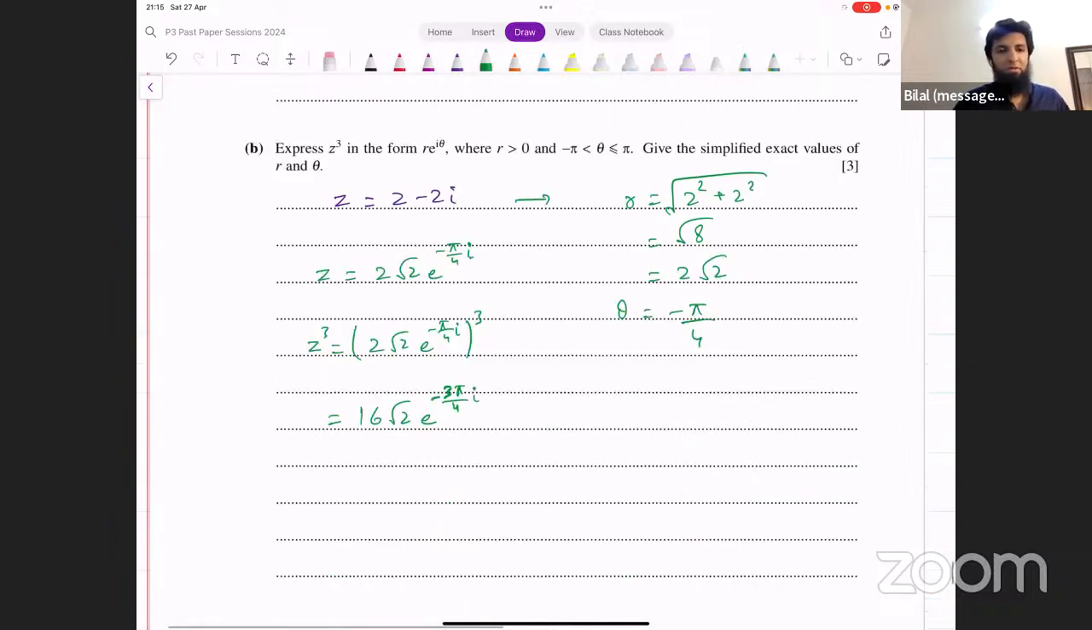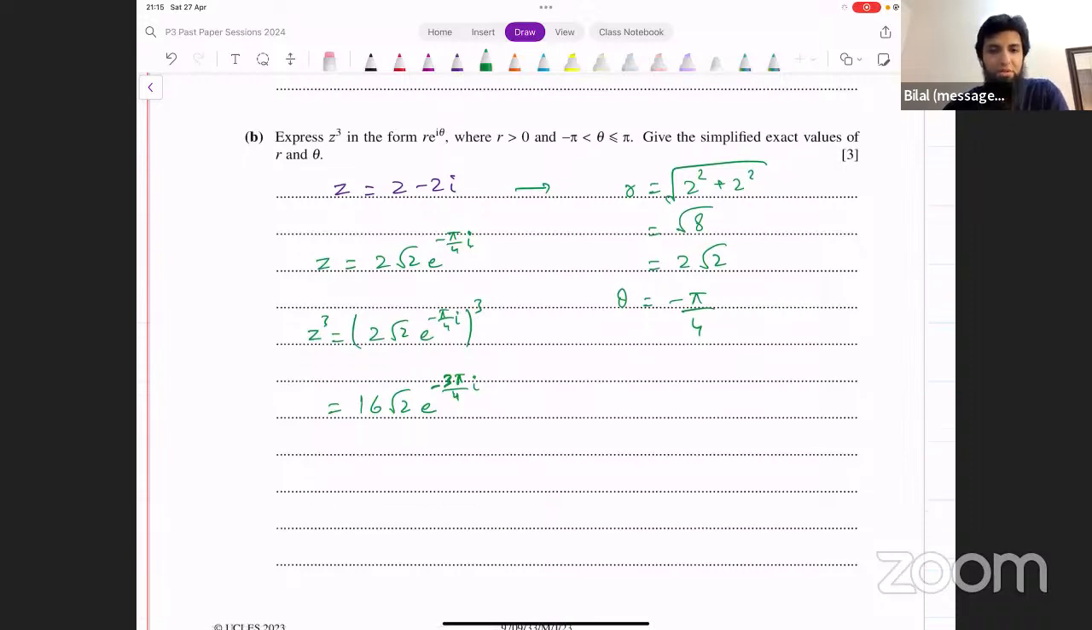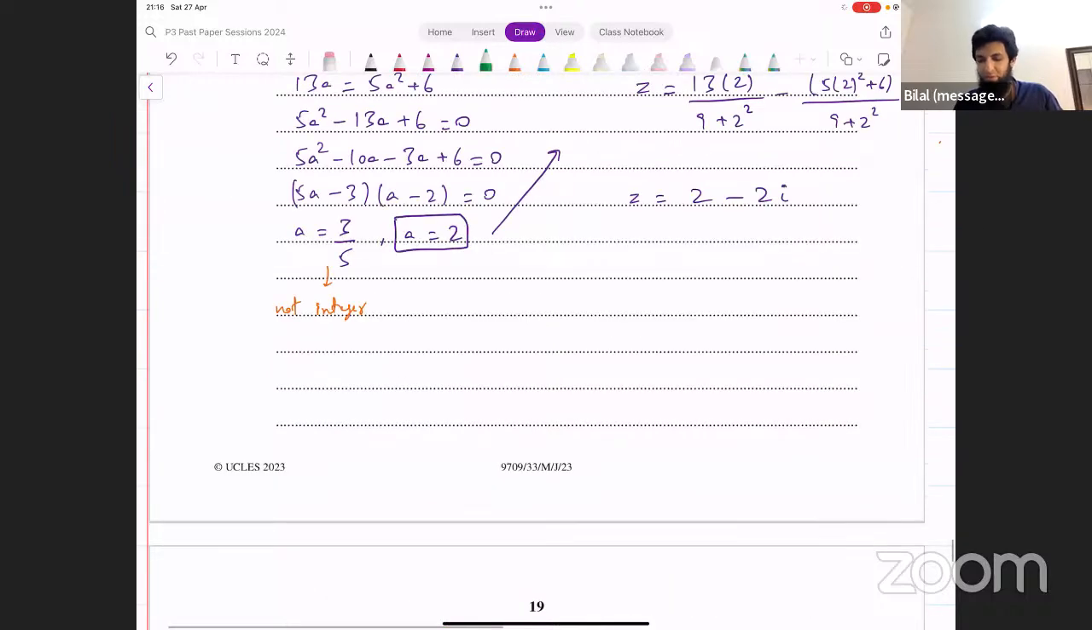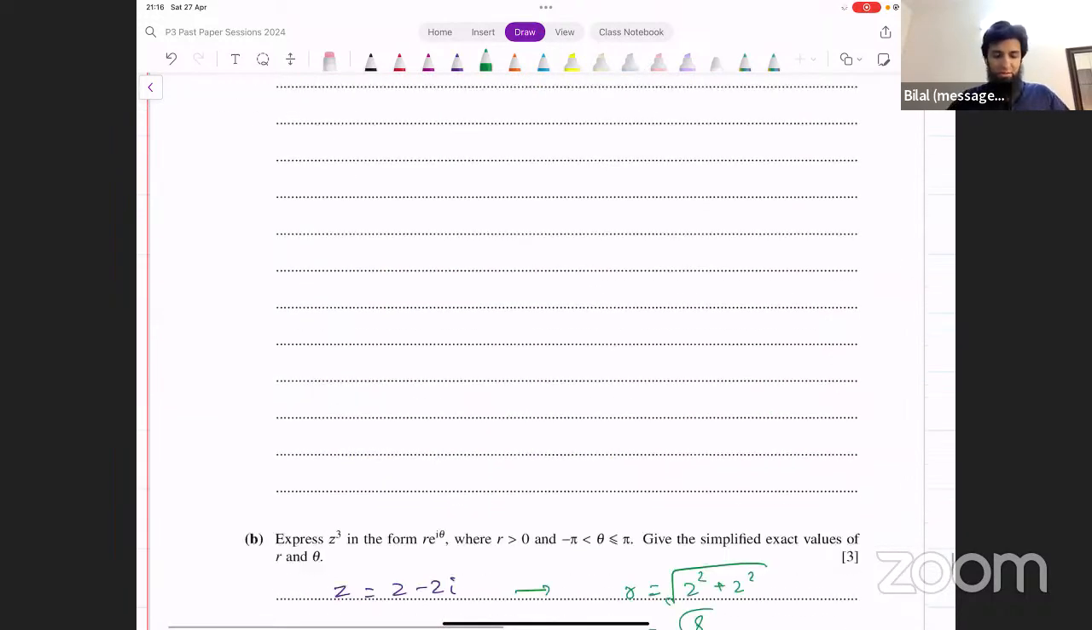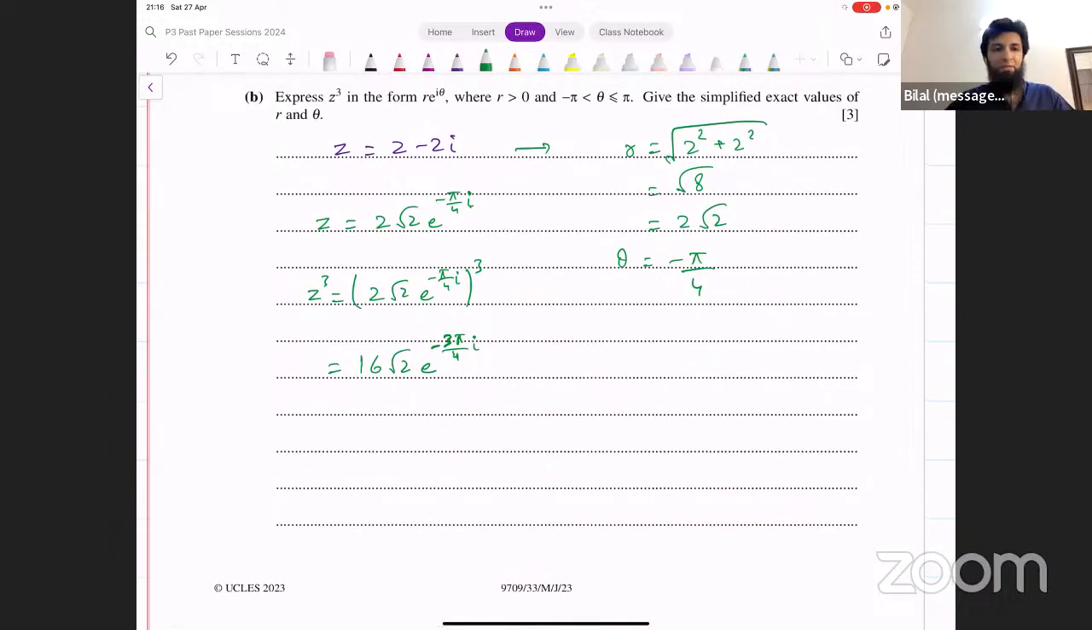That was pretty straightforward. Any questions on this? No? So these were easy 3 marks. The first part was relatively more complicated. And that's it. That's all the difficult questions done from this paper.